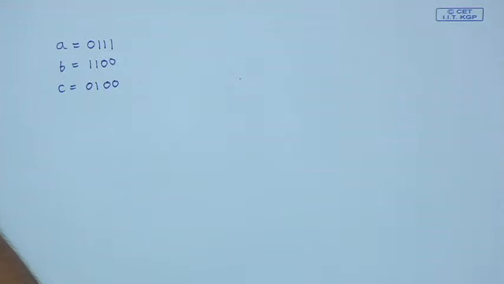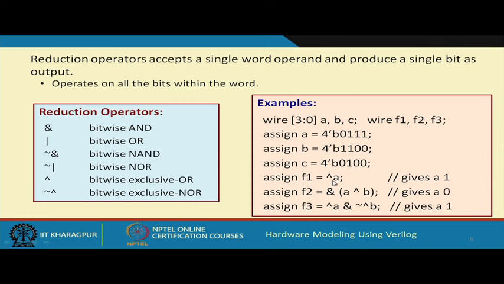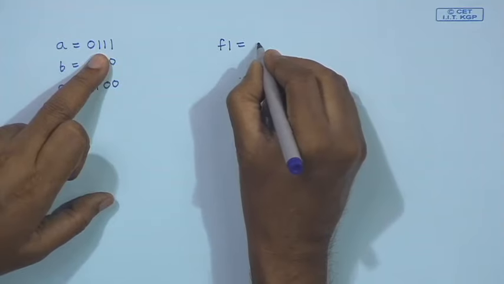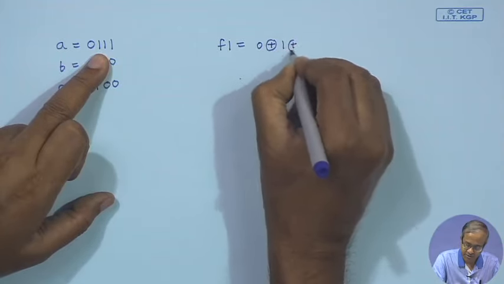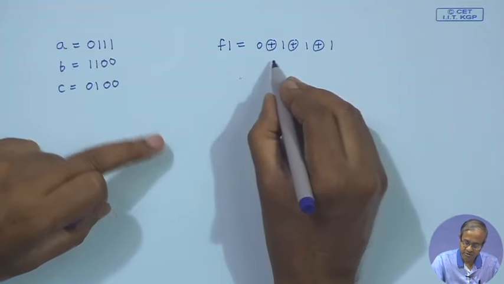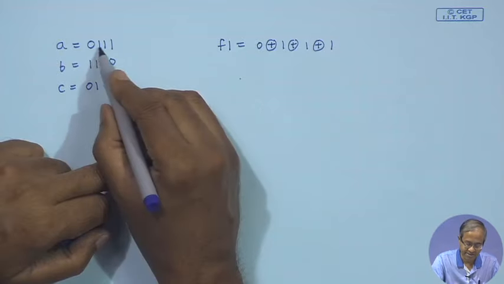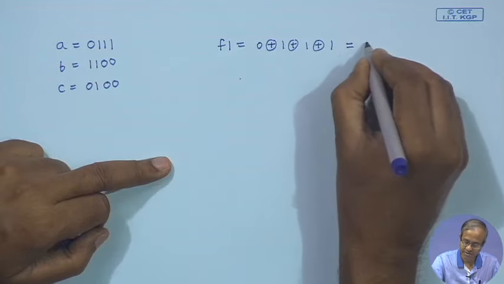Now, the first reduction operator I am using in this example says f1 equals XOR A, which means it will do a bit by bit XOR of all the bits of A and generate f1. So, what will be f1? F1 will be the bit by bit XOR of these 4 bits: 0 XOR 1 XOR 1 XOR 1. XOR actually counts whether the number of 1s is odd or even. Here, since it is an odd number of 1s, the result of the XOR will be 1.